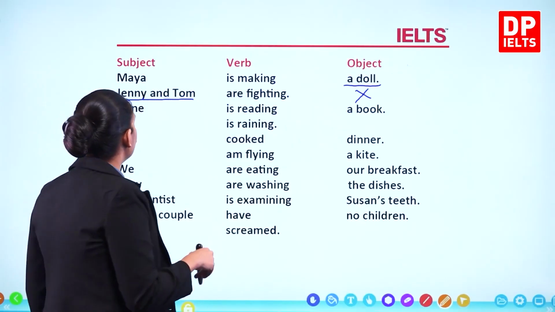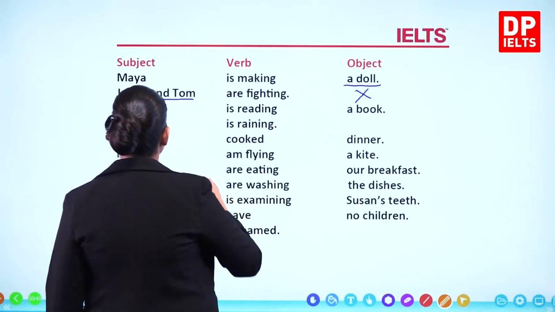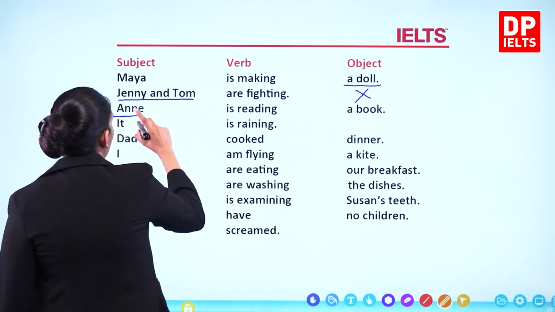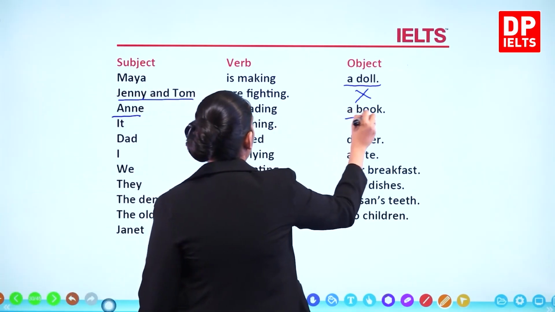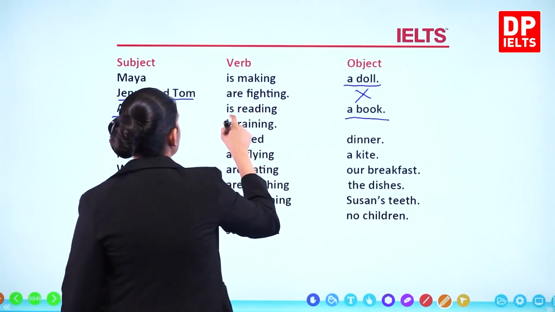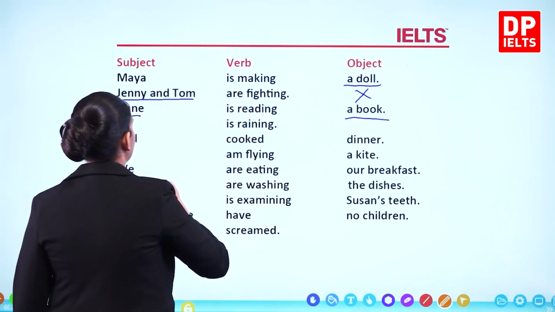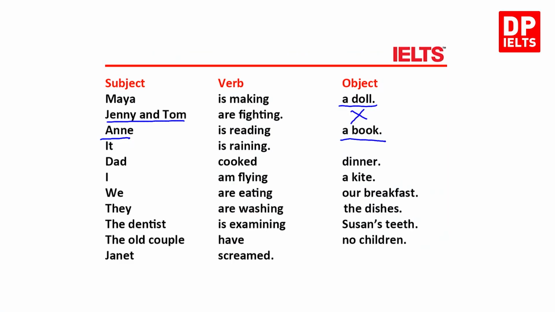Anne is reading a book. Who is reading a book? Anne. What is she reading? A book. What is the action she is doing? Reading.